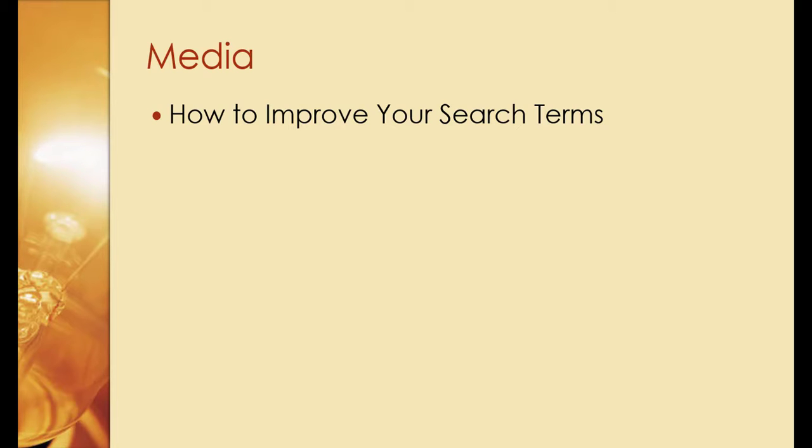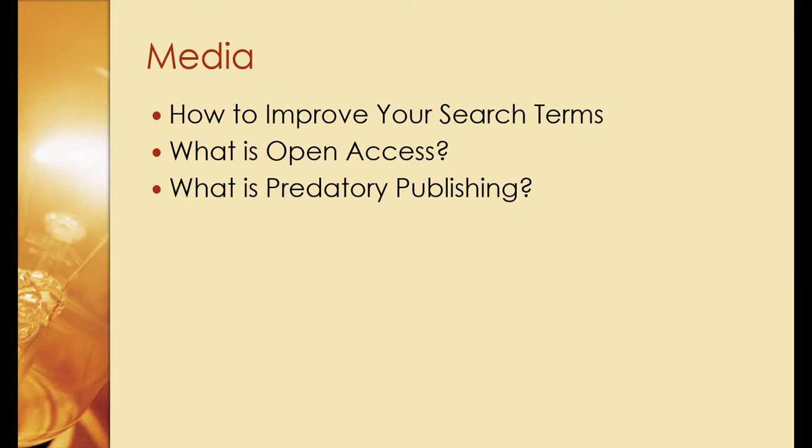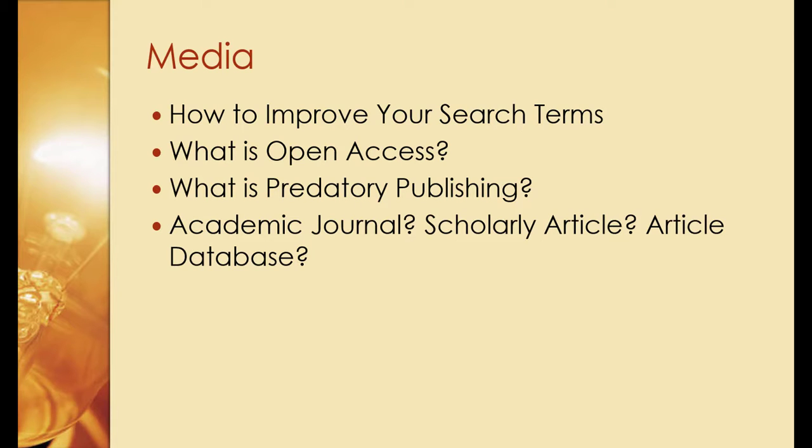The first one is how to improve your search terms. That can help you with your own search. We have what is open access, a great explanation of what the open access process is. What is predatory publishing? This is where you're going to need to pay attention because it's easy to be pulled in to using a source that is published in a predatory magazine. And last but not least, academic journal, scholarly article, article database. This explains those ideas so that you have a clear delineation of what each one of them is.